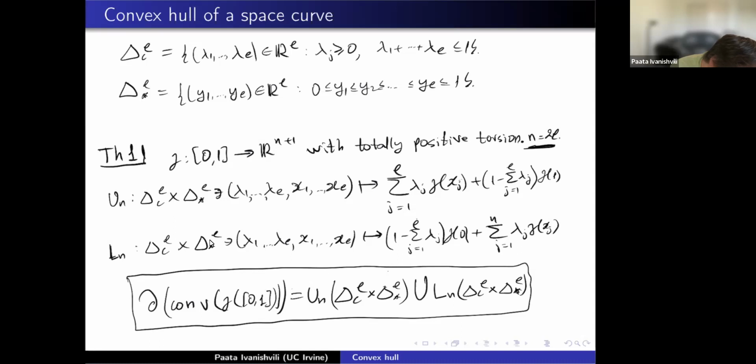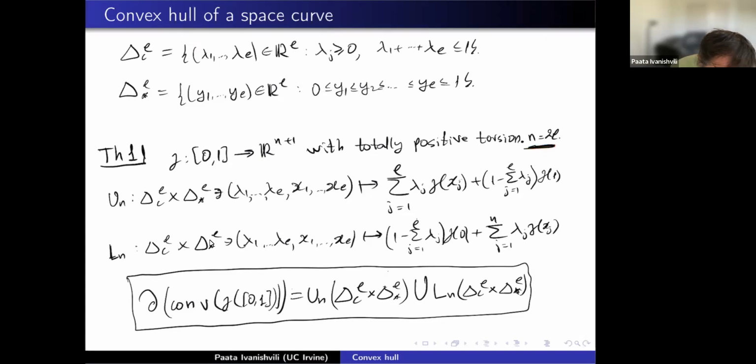Okay, here is Theorem 1. For any curve from [0,1] to R^(n+1) with totally positive torsion, so the leading principal minors are strictly positive. It's important they're strictly positive. If something is 0 at some point, then the statement is wrong. We have counterexamples. And assume, as you said, n is even at this moment.